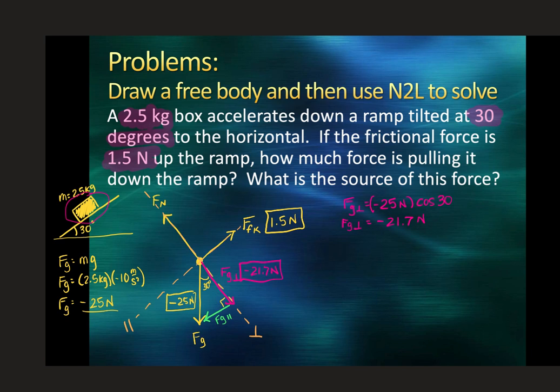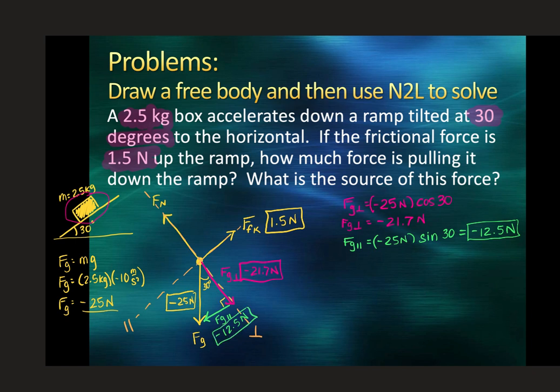Then, likewise, I am going to do the same for my parallel component. FG parallel is equal to the negative 25 newtons times sine of 30. And that is going to equal negative 12.5 newtons here. And I can put that down here. I know I'm running into tiny little spaces. Negative 12.5 newtons. Box it up.